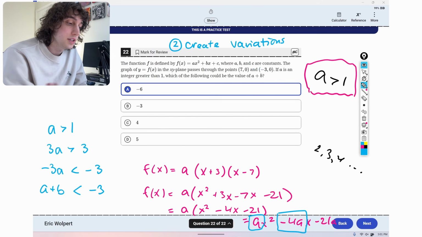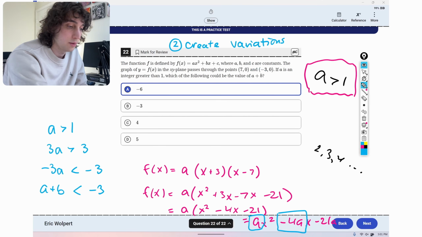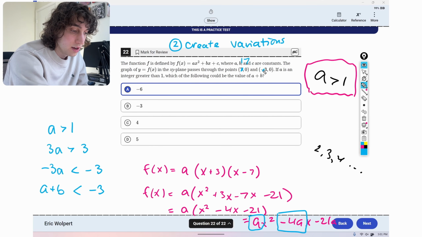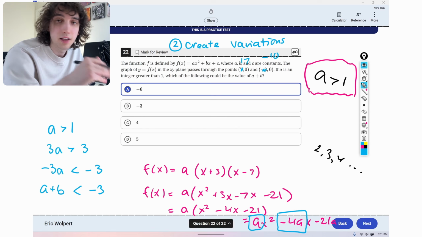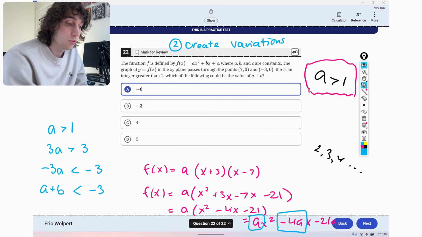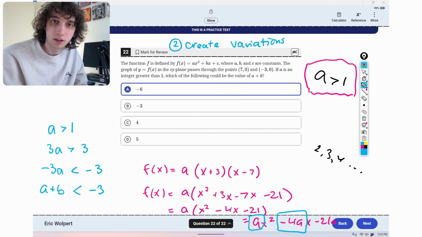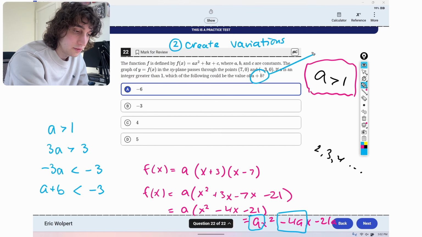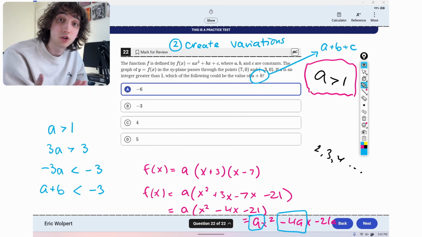Creating variations of the problems is incredibly helpful for practicing the same patterns over and over and over again. So the simplest thing you can do with a variation is just change up the numbers. Replace 7 with 17, replace negative 3 with negative 10, and see what happens. Maybe make a less than 1 instead of greater than 1. A more complicated variation would be change the thing that you're solving for. So maybe instead of solving for a plus b, solve for a plus b plus c. And I believe with these numbers that should be solvable.